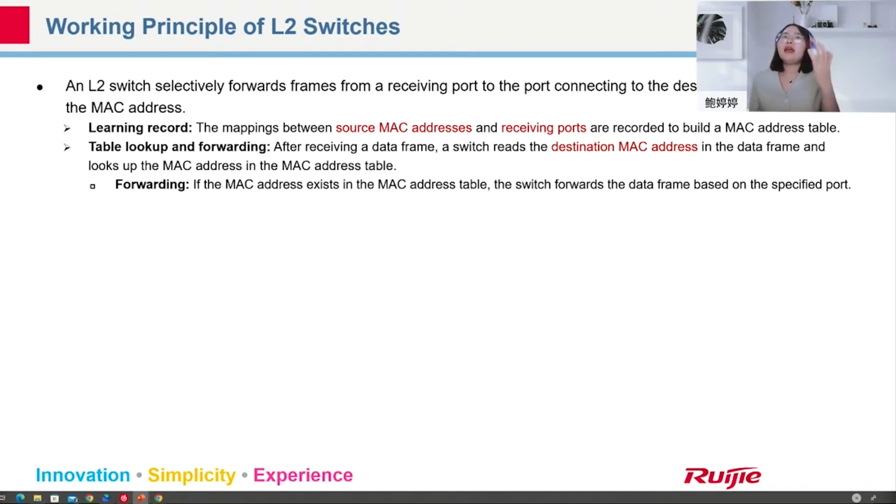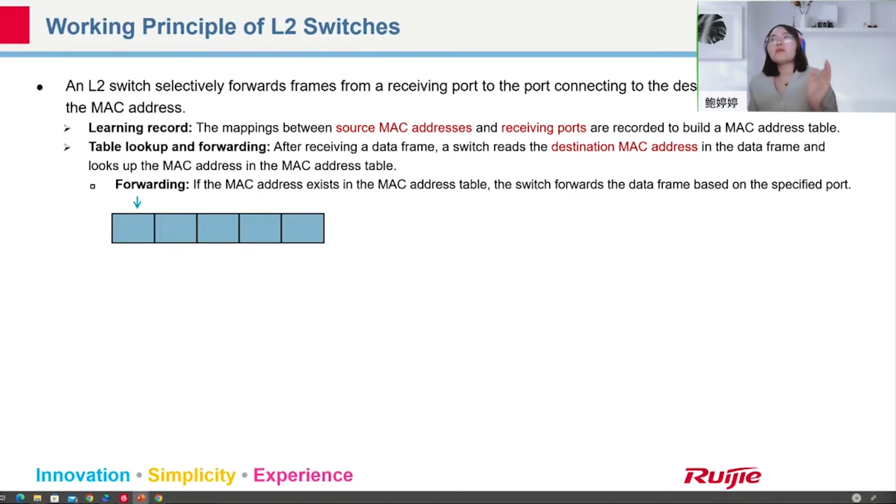About the forwarding, if the MAC address exists in the MAC address table, the switch will forward the frame based on the specific port. For example, if this indicates 5 ports of the switch, I receive from the first port, and then I will check the MAC address table. The table will show that I have to forward, and the forward interface is the fourth one. So it will only be sent on this interface.